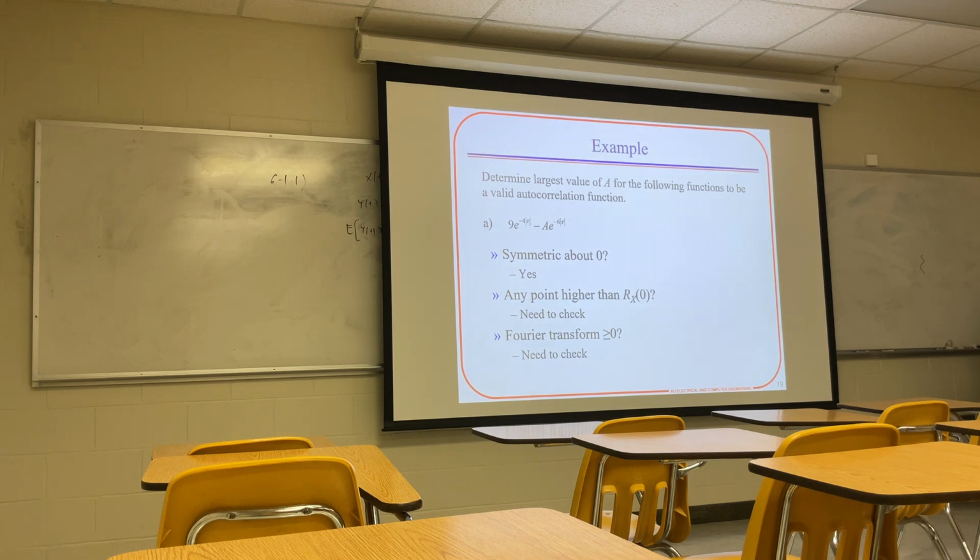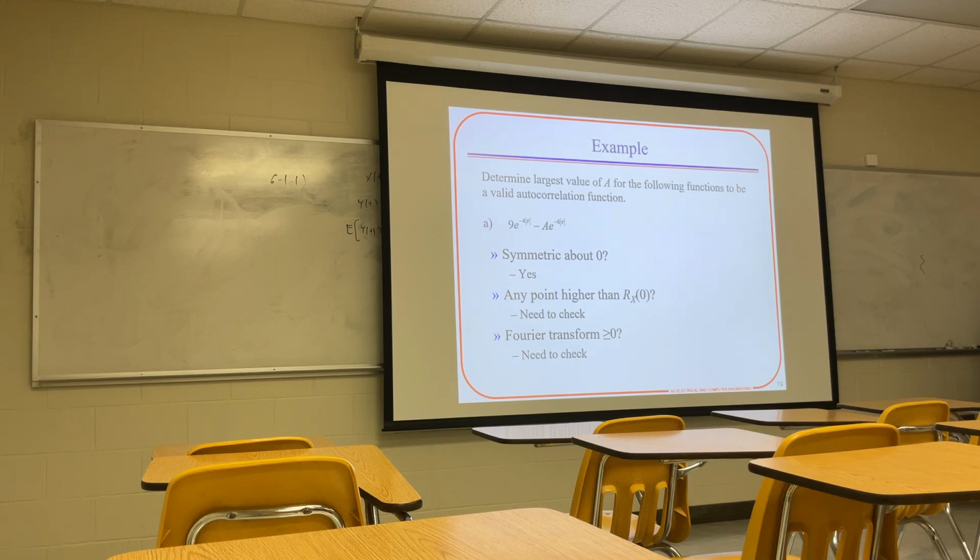Now this is tricky right here, so just give me a little bit of attention. When you look at this, determine the largest value of A for the following functions to be a valid autocorrelation function. In this case, it's hard to tell. Here's where you find the key, and you've got to almost think this through. It's got to be symmetric if the magnitude of tau is in both of these terms. Do y'all follow me? If it's magnitude of tau, it doesn't matter if it's plus or minus. So yeah, it's symmetric.